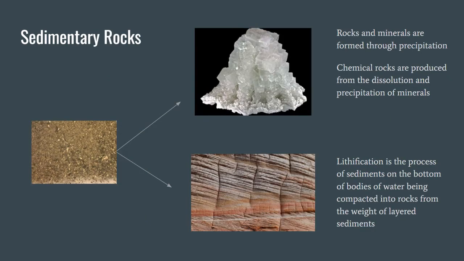And these sediments can form sedimentary rocks in two different ways. So up here we have rocks and minerals that are formed through precipitation. Precipitation is when that aqueous material that is formed in dissolution reacts with each other to form a solid. And up here is actually halite, which is sodium chloride.